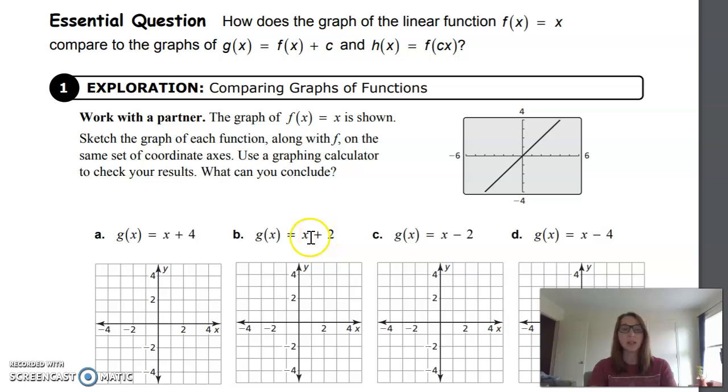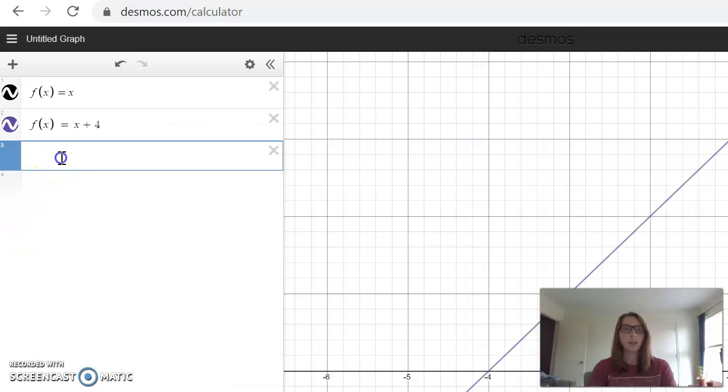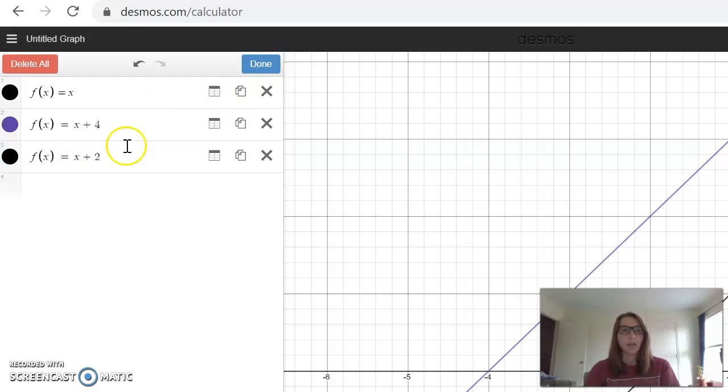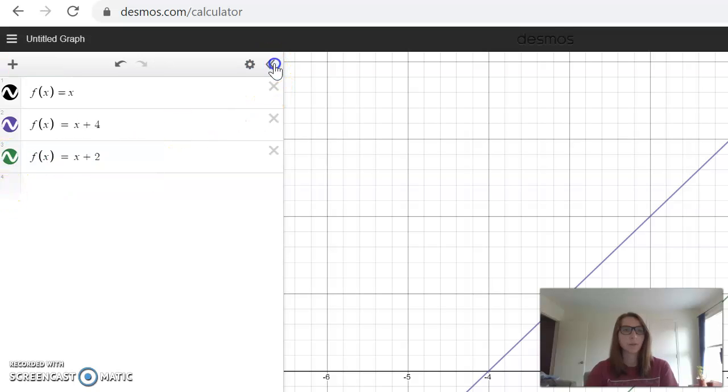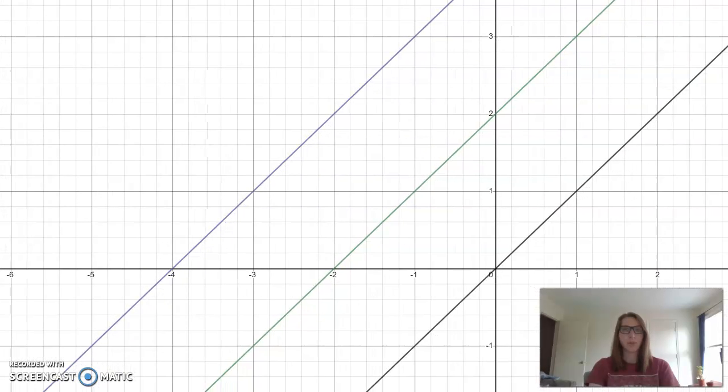Now we'll work on B. g of x equals x plus 2. So if this one moved up 4, where do you think this one is going to be translated to? Okay, so I'm back at Desmos, and I put a new function in, f of x equals x plus 2. All right, and I'm going to change this function color so we can see it a little bit better.